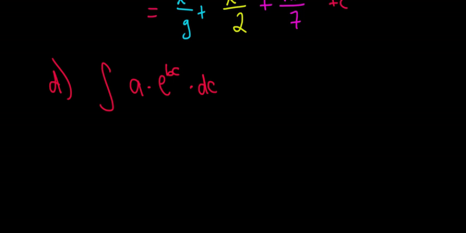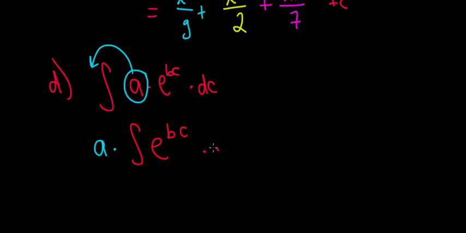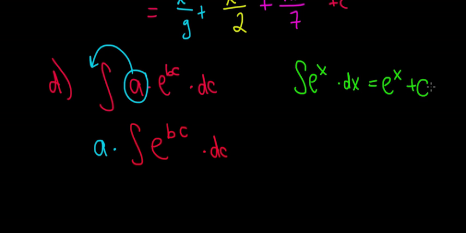What would be a first step to do over here? Well, we can take the constant out. That would be the constant, right? So we have a times the integral of all the rest, the integral of e to the power bc times dc. Now we're going to use the integration property of the natural number e. And that is that the integral of e to the power of x dx is equal to e to the power of x plus a constant.